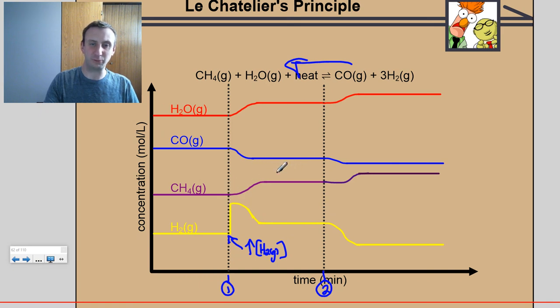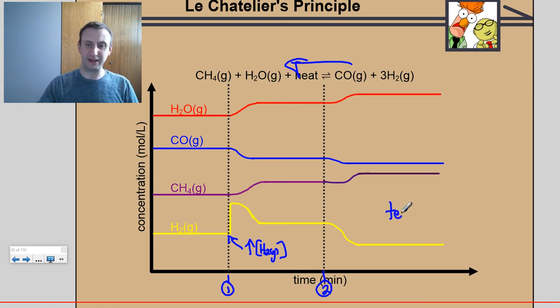CH4 goes up because it's a reactant that's shifting in that direction. CO gas as a product goes down because it's shifting away from it. And H2O gas is going up as well. So this stress was an H2 gas increase. Now on this stress, I'm seeing everything change very gradually as a result.